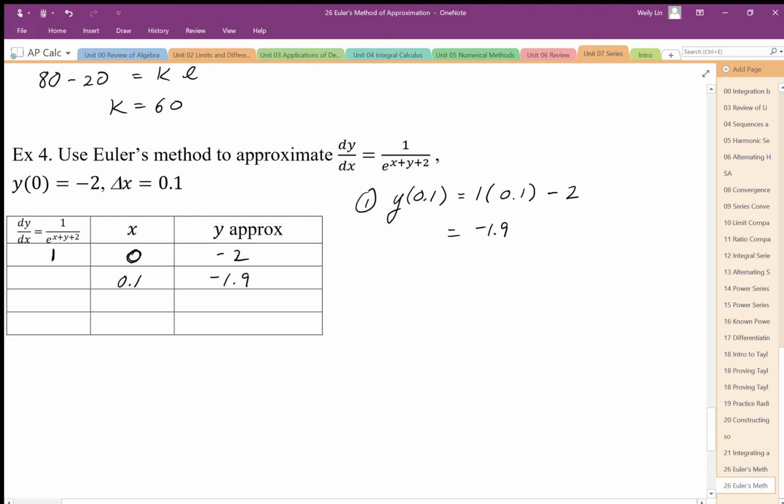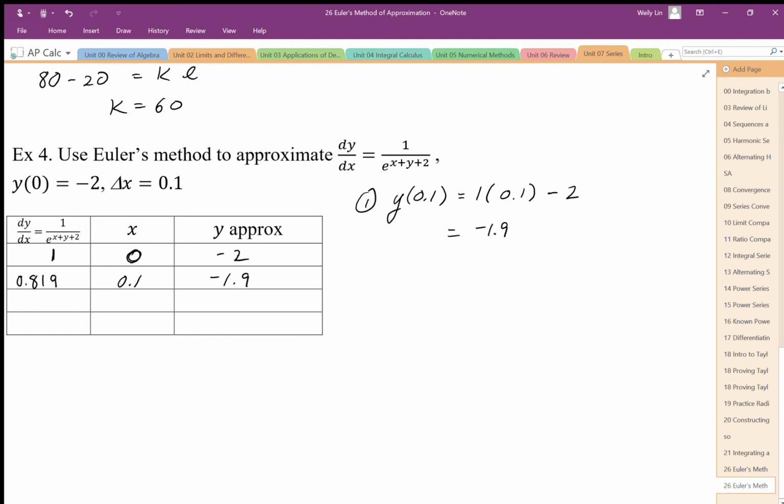Now I need to calculate my new slope. My new slope is going to be a little bit messy. I'm going to plug that in again. I'll calculate the e part first: e to the power 0.1 minus 1.9 plus 2, and I want the reciprocal of that. What I'm going to end up with for my slope value is 0.81. I'm just going to round this to 3 decimals: 0.819. So there's my next iteration.